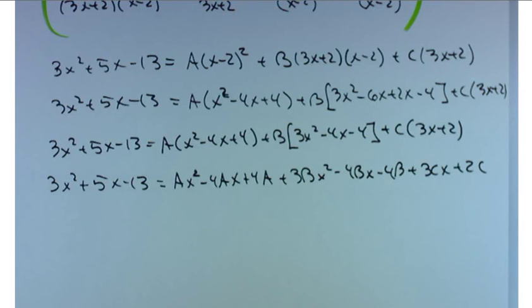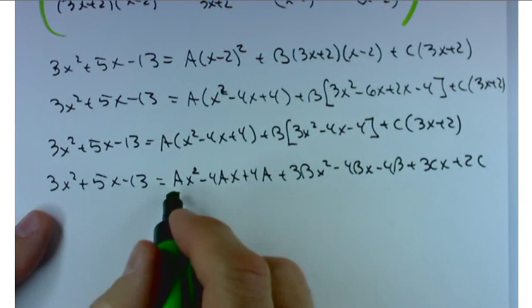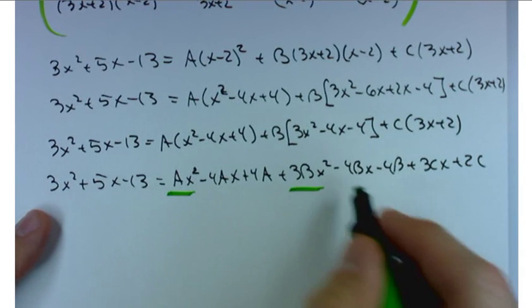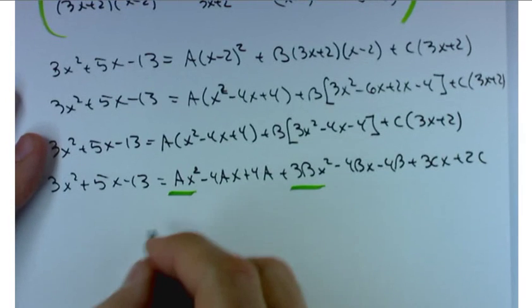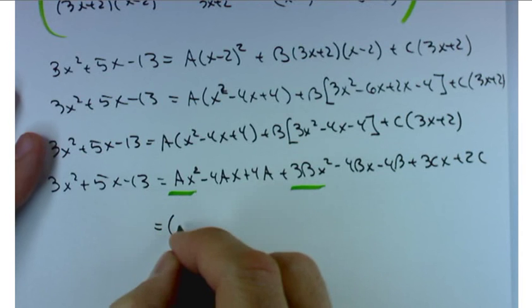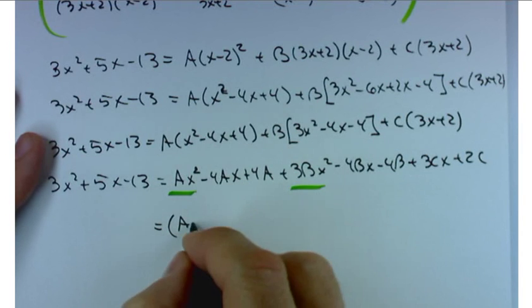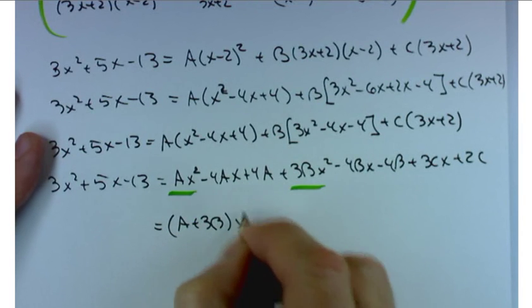So notice a lot of you have grown in the habit of bringing extra color pens around. This is a great place for them. I've got a couple x squared terms. Let's bring those together. I'm going to have an a plus 3b times x squared.